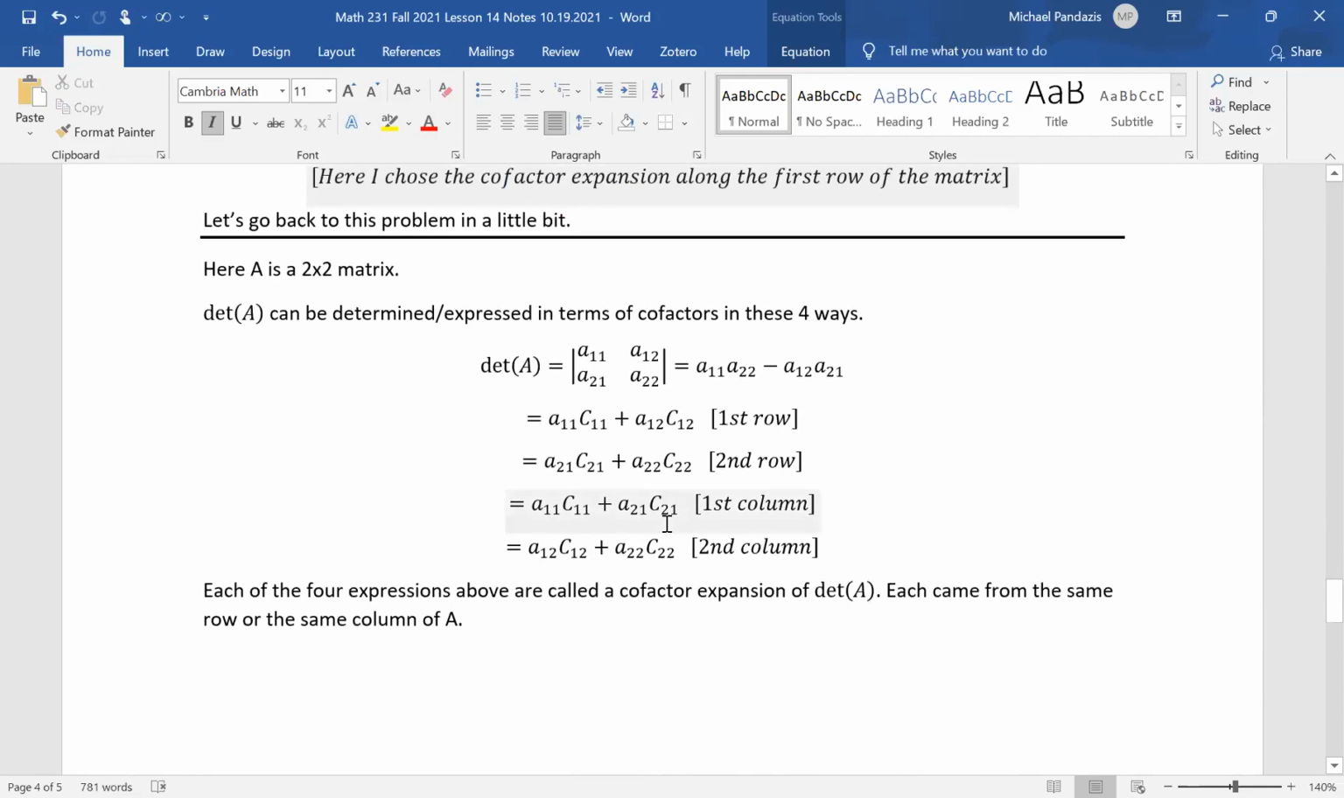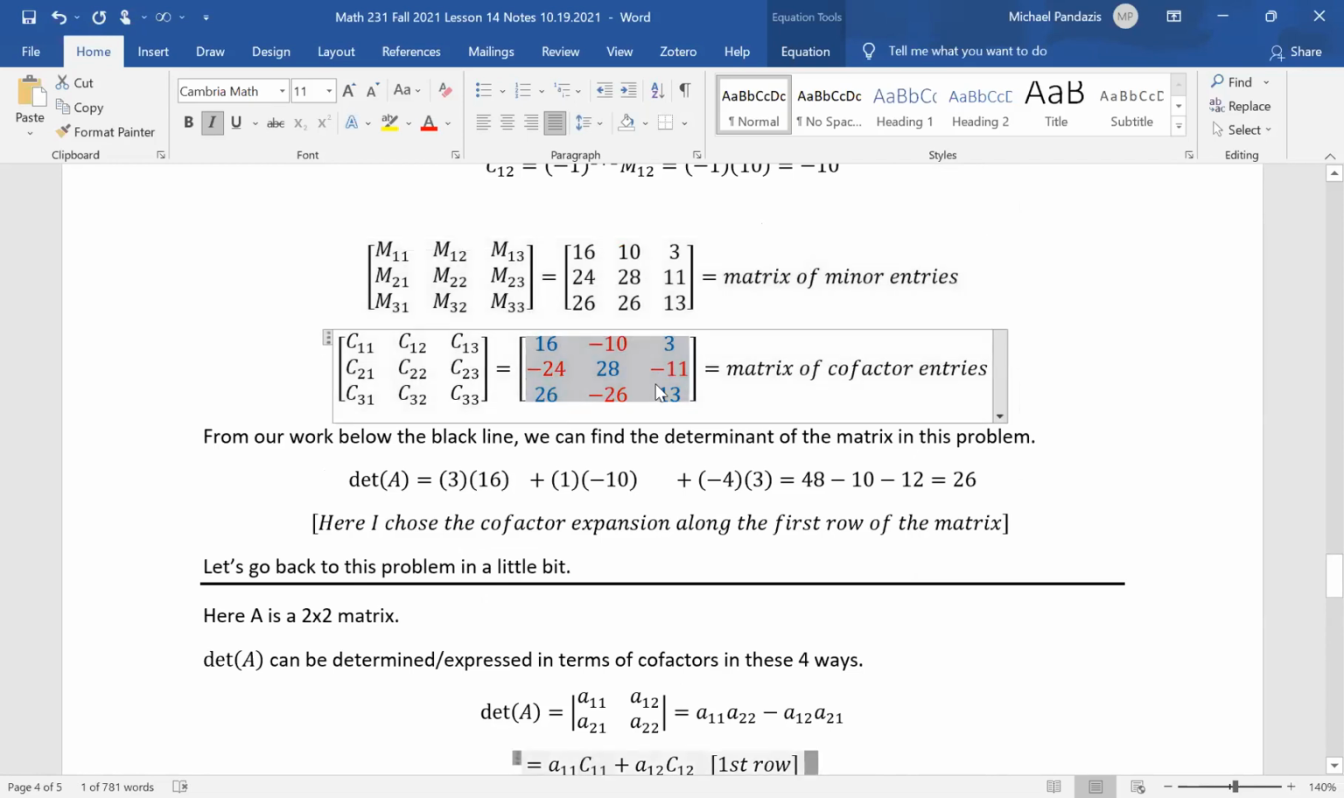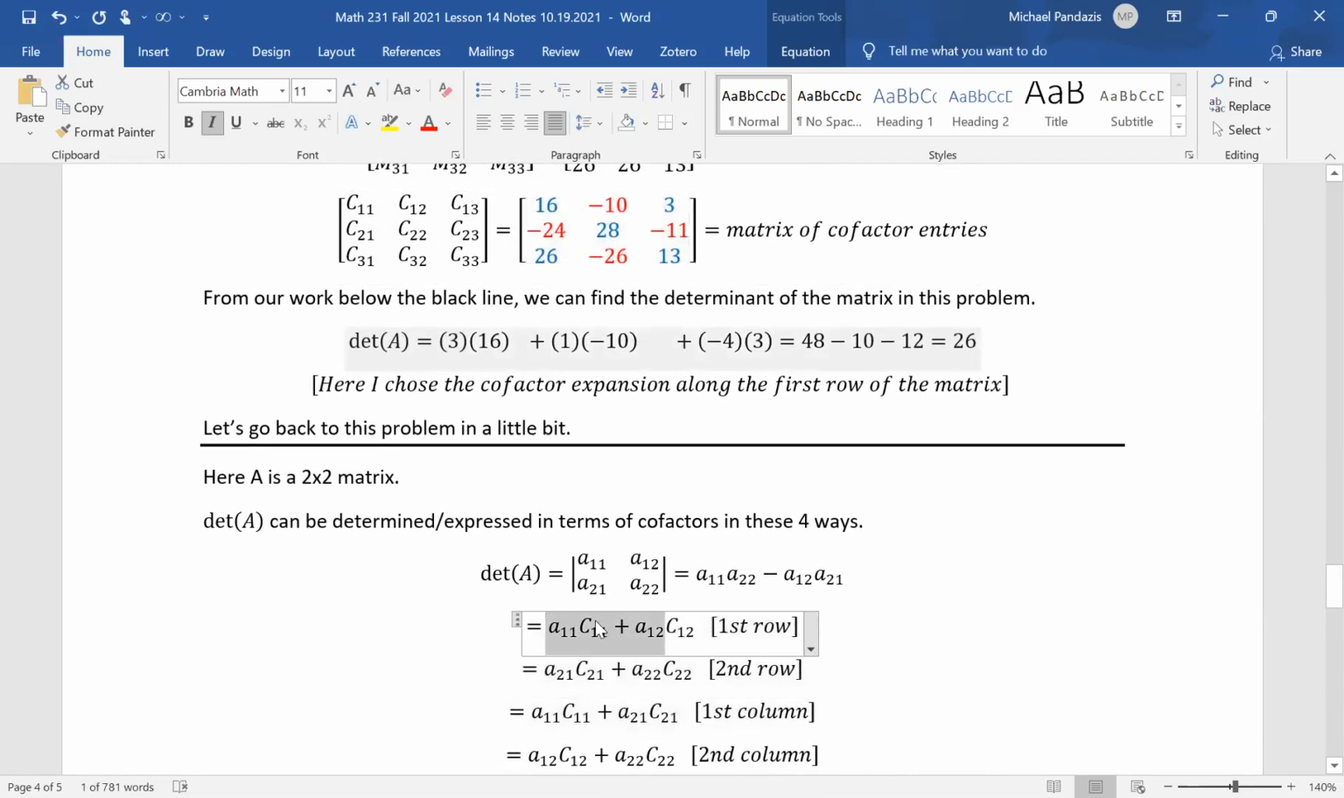Now, what you have is that if you take the determinant of a matrix, if you go along any row or any column, and take each entry in that row or column and multiply it by its corresponding cofactor, the sum of those products always equals the determinant of your matrix. And so what you need to do is find the cofactors of each entry in the row or column you choose, multiply each entry by its corresponding cofactor, add the products, and what you get is the determinant, regardless of which row or which column you choose.